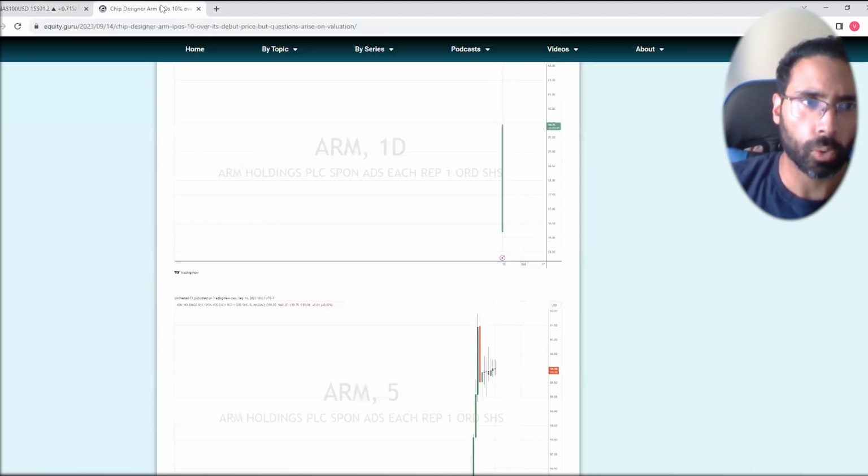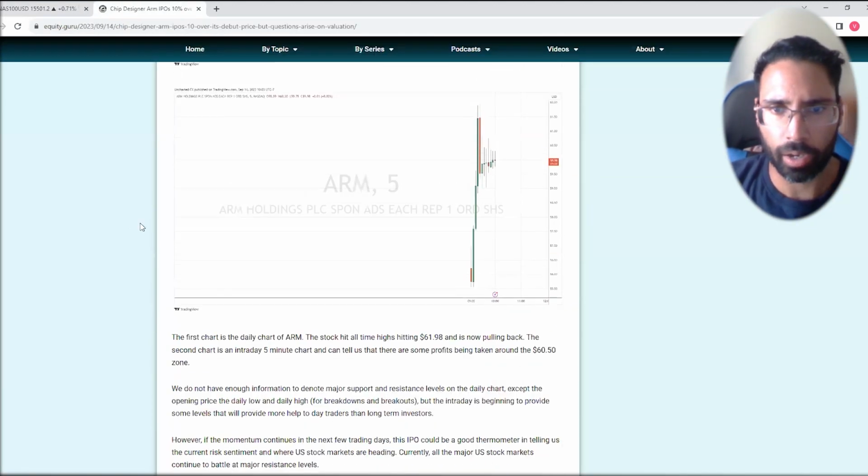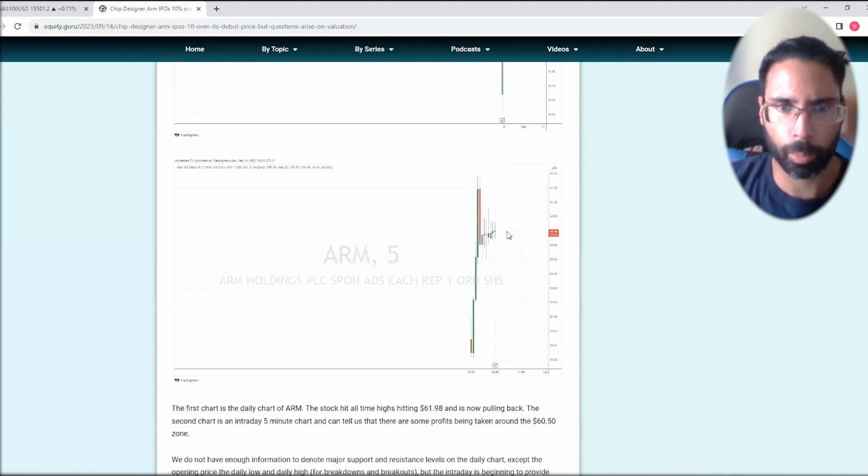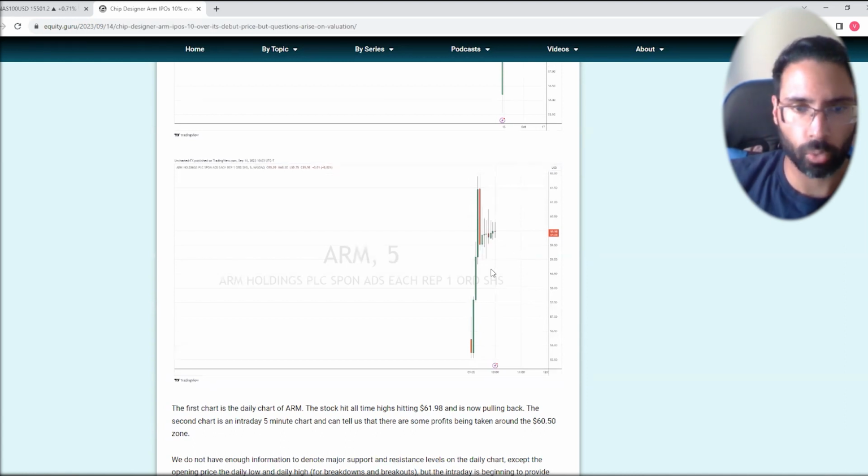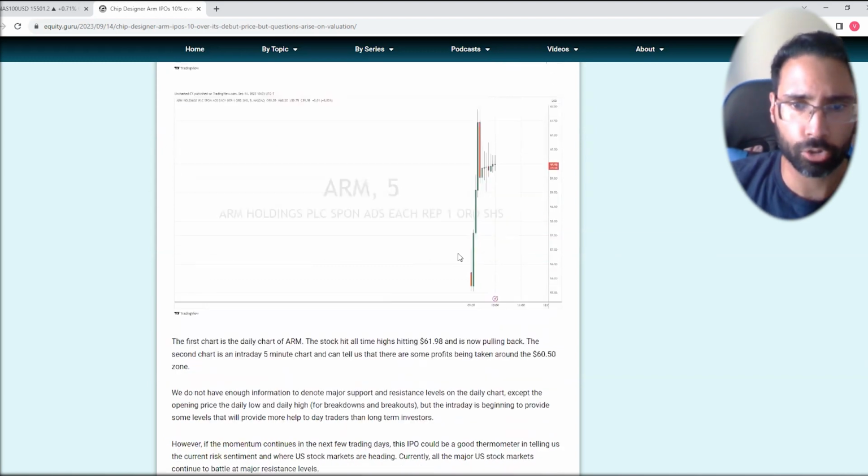So chip designer ARM, here's the intraday chart that we were working with that we provided to our readers on EQUITY.GURU, just setting you up for a break or a breakout. And that's the way you would play this if you are a day trader.